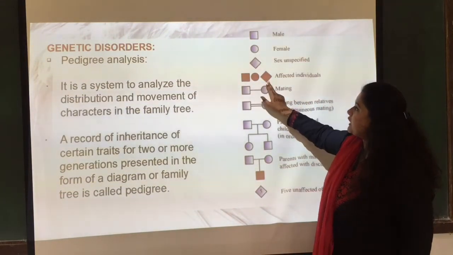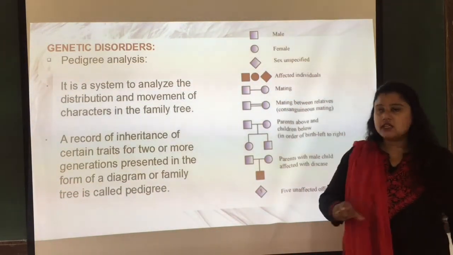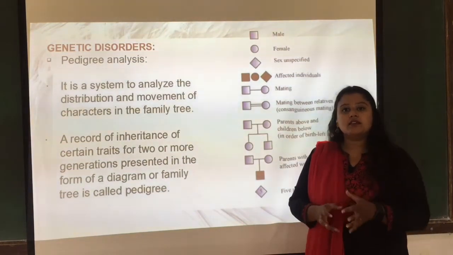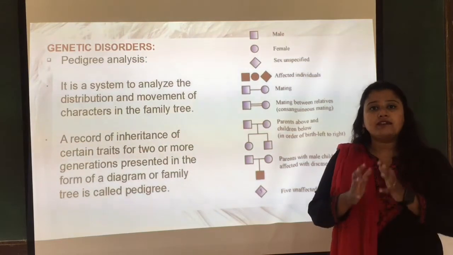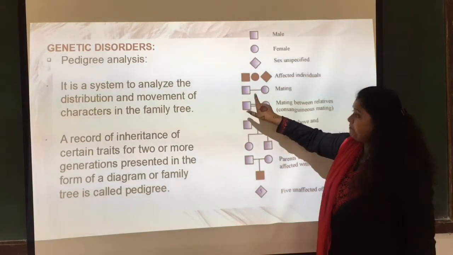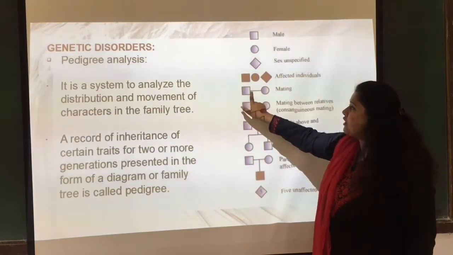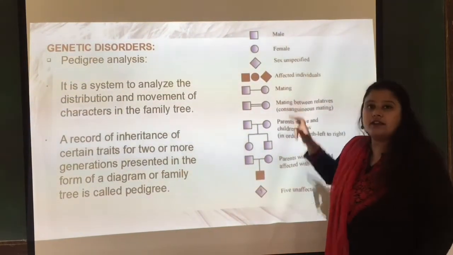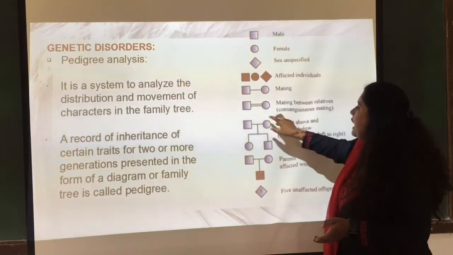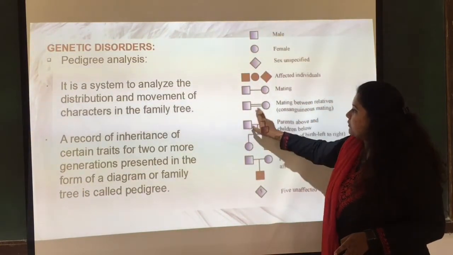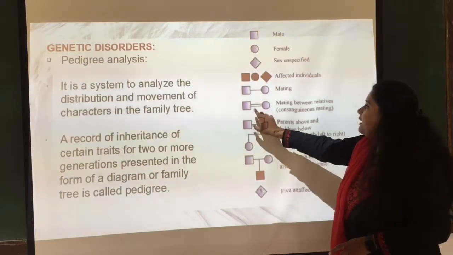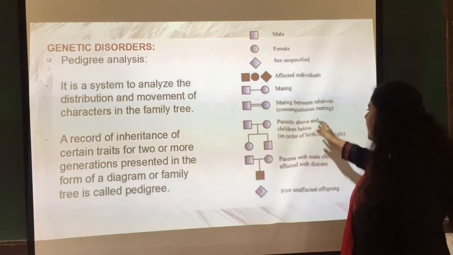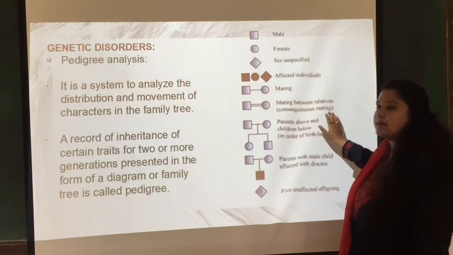Now when these shapes are shaded red, they are said to be the affected individuals. That means they are the ones who are being affected by that particular disease. Then when a line is drawn between the male and female, that is depicting the mating. And when two lines are drawn, it depicts that the mating is being carried out between two relatives. That is said to be consanguineous mating.